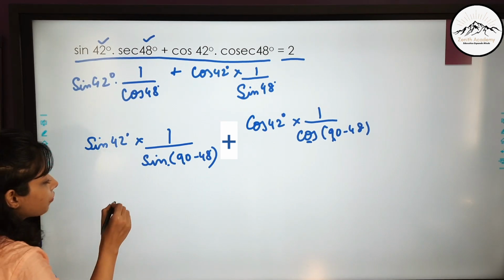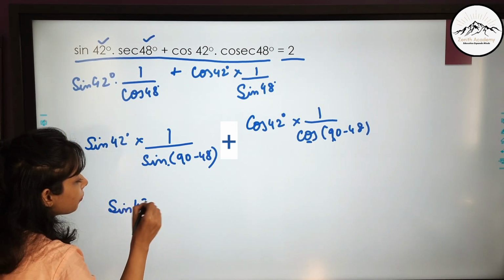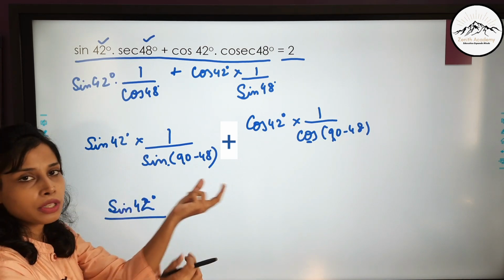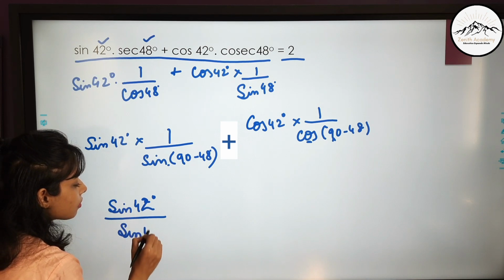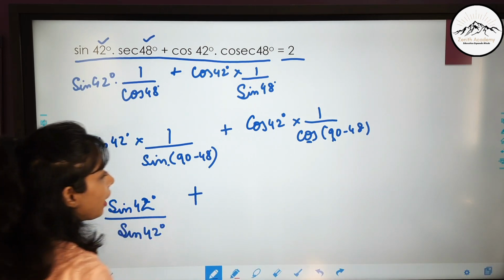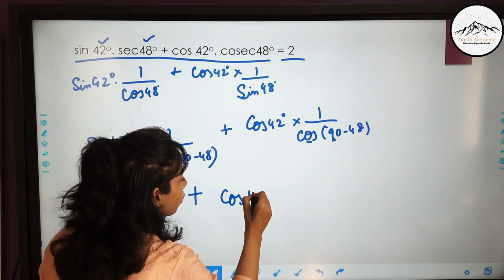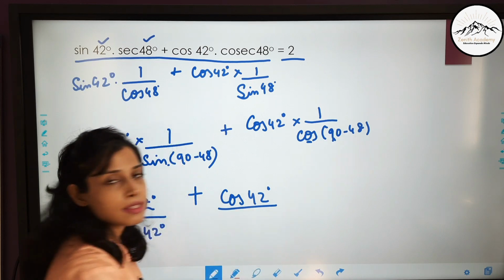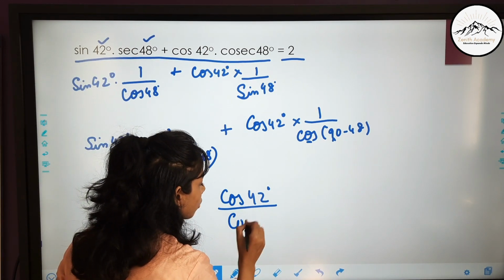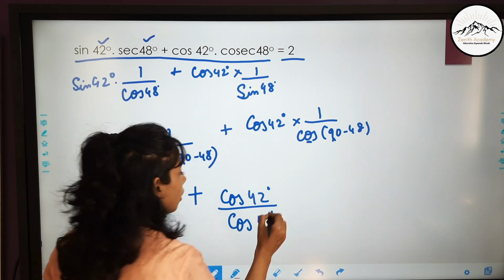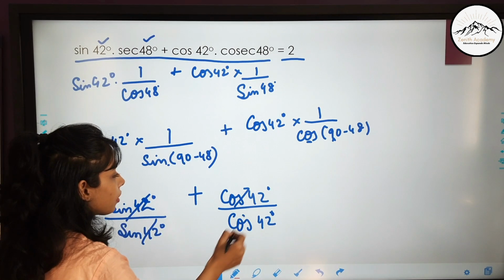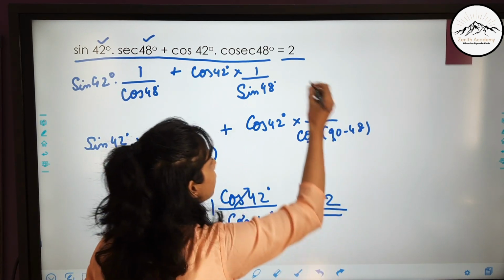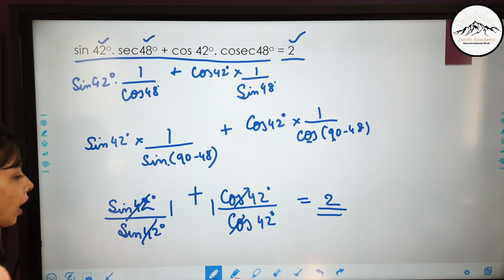So now it's very easy. Sin 42 degrees upon, what is sin 90 minus 48? Sin 42 degrees. Sin 42 degrees plus cos 42 degrees upon, what is cos 90 minus 48? 42. So this is cos 42. Now it's simple. This is 1, this is 1. So 1 plus 1 will give us 2. And hence our answer.